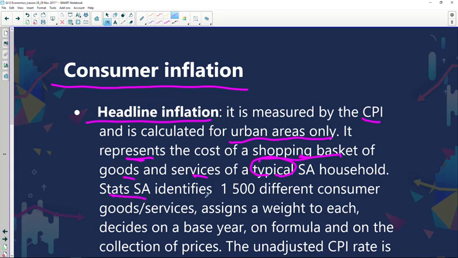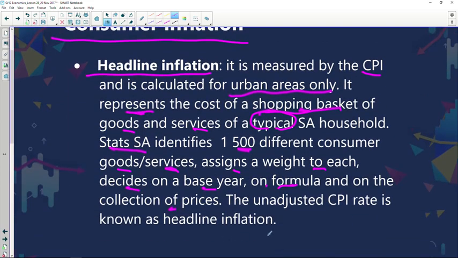So Stats SA identifies 1,500 different consumer goods or services, assigns a weight to each, and then decides on a base year, on formula, and also on the collection of prices. So the unadjusted CPI rate is known as the headline inflation. Okay, so here they will identify 1,500 different consumer goods or services. Then they will assign a weight to each, and then they'll decide on the base year, also on formula, and also on the collection of prices. And then the unadjusted CPI will be known as the headline inflation. Okay, so it's important to know that definition as well.